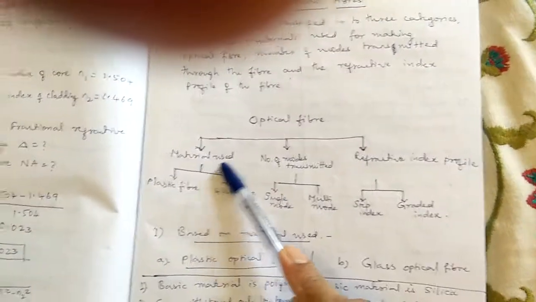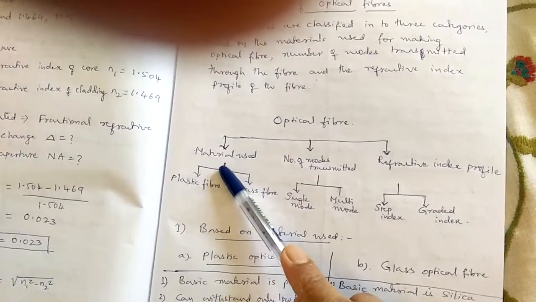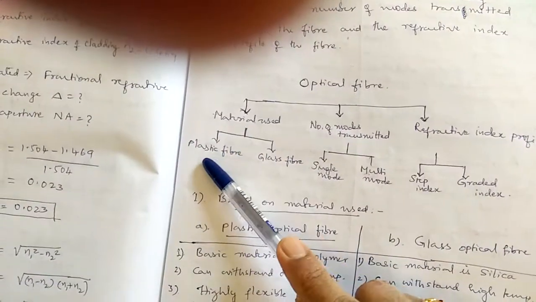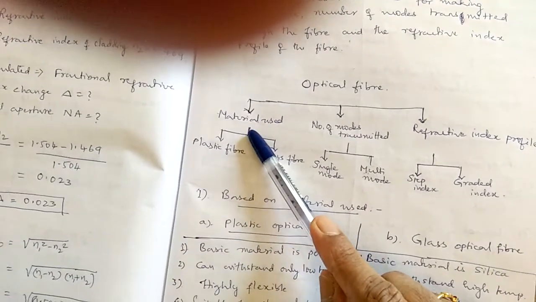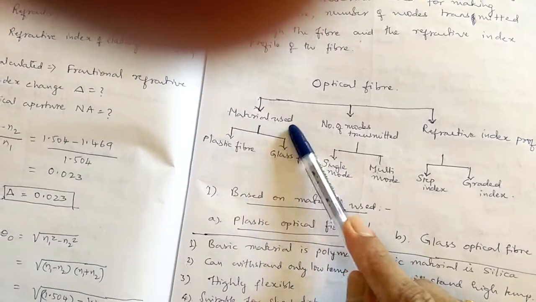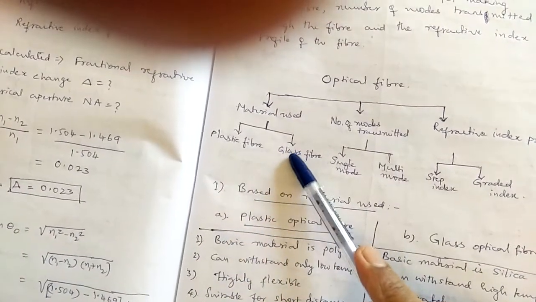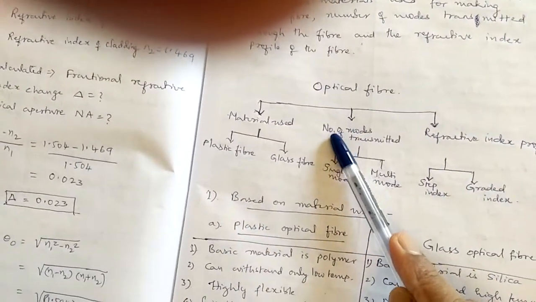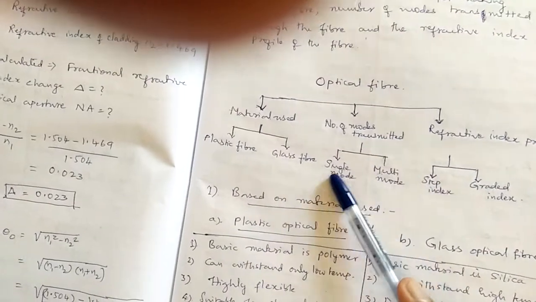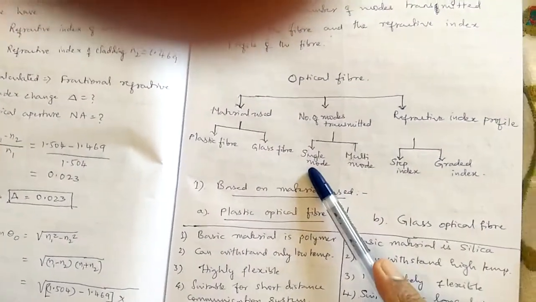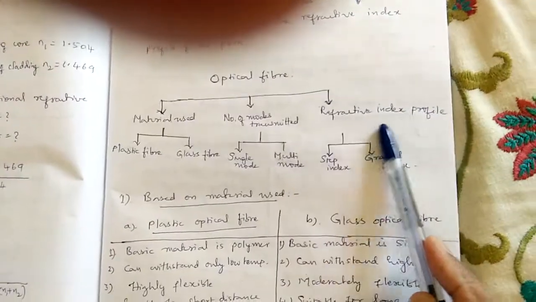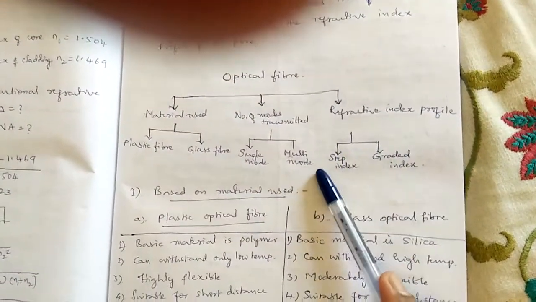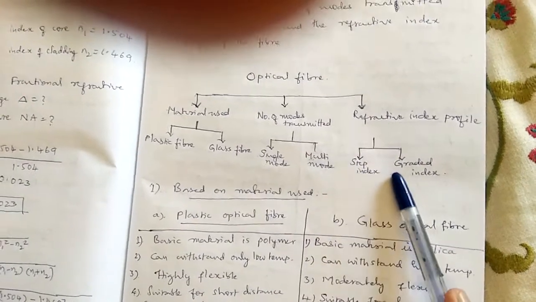So here, classification is written. When we consider the classification according to materials used, there are two types: plastic fiber and glass fiber. If you consider number of modes transmitted, there are two types again: single mode and multi-mode. And if you consider the refractive index profile, the first one is step index and the second is graded index.